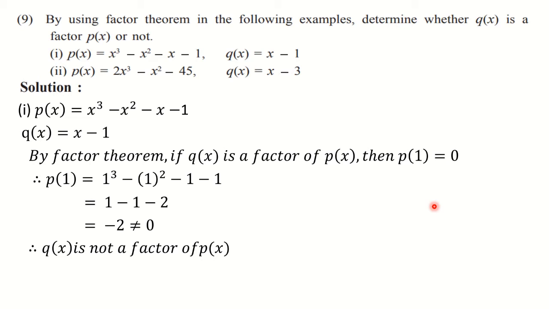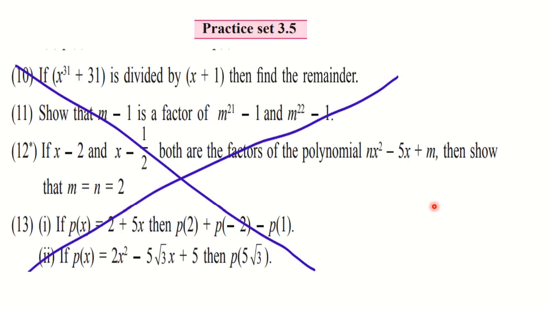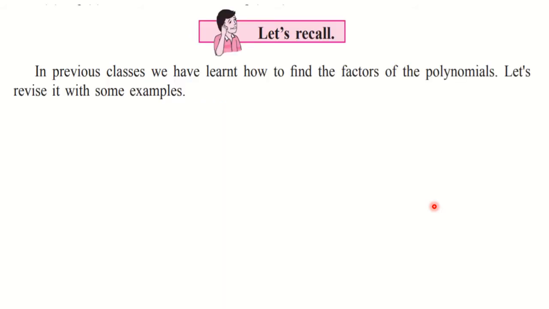I hope you must have completed it. Okay. Now let us go further towards the factors of the polynomial. Before that, from practice set 3.5, these 4 questions are cancelled. For this particular year, these questions will not arrive for the evaluation. So you also note it down that these 4 questions are cancelled from practice set 3.5. Now let us go further.